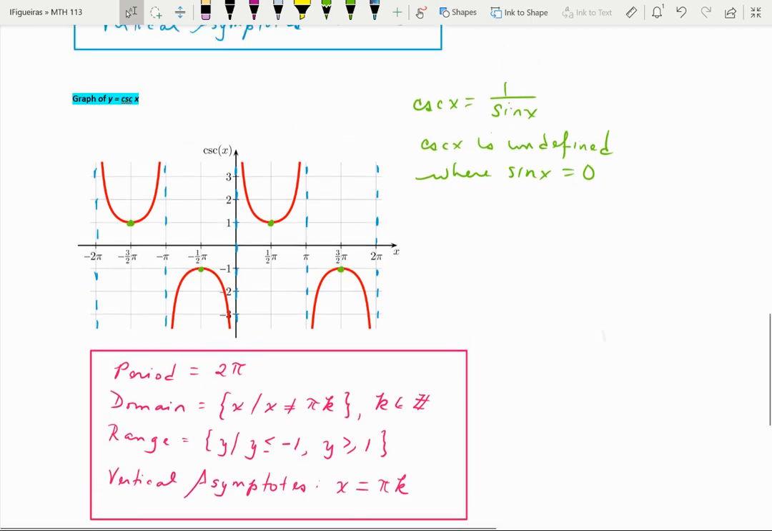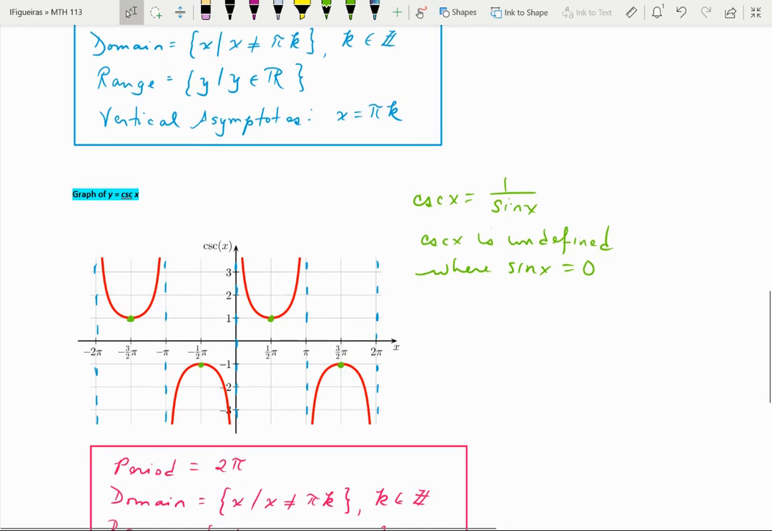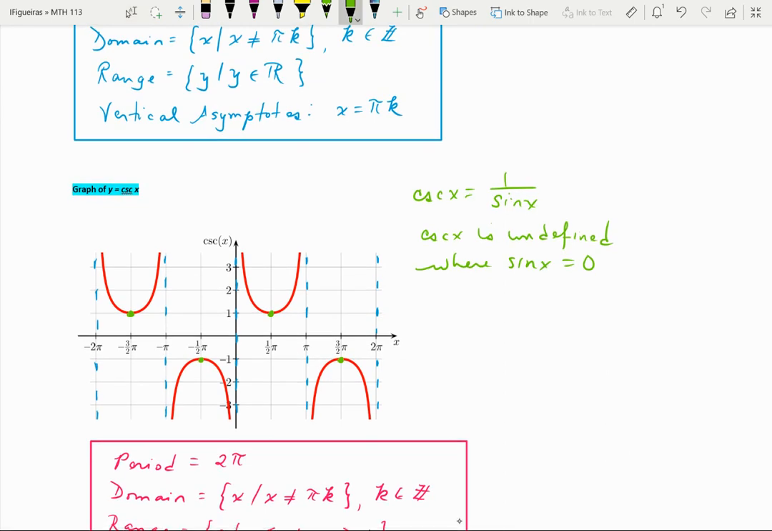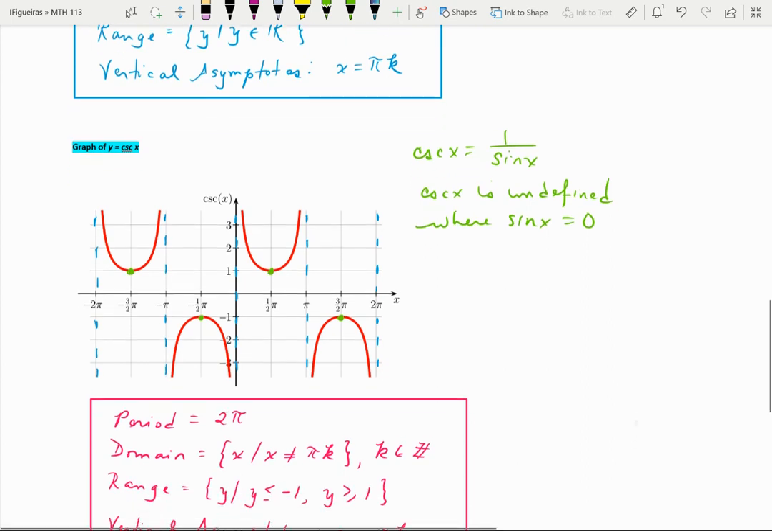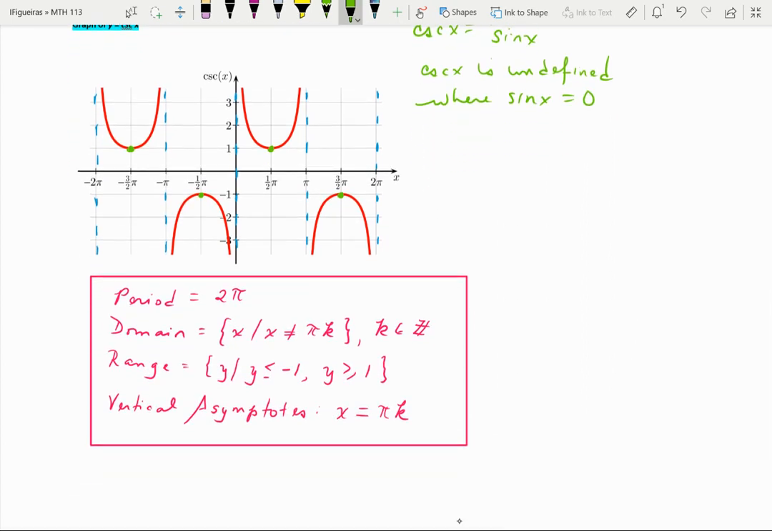The domain looks just the same as the one for cotangent above, which was right here. Domain is all real numbers except x cannot be equal to pi k, where k is an integer. Your range is different than the one for cotangent, but it's actually the same as your range for secant. So that's going to be all of your y values less than or equal to -1 and all of your y values greater than or equal to 1. Again, there are no y values between -1 and 1. And your vertical asymptotes are the vertical lines x equal to pi k.